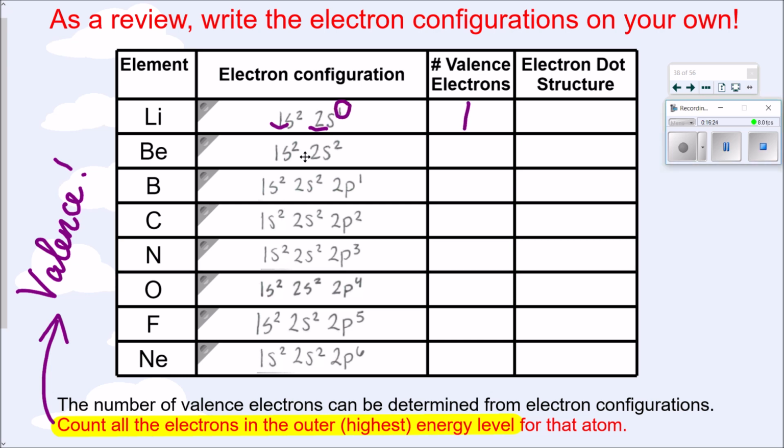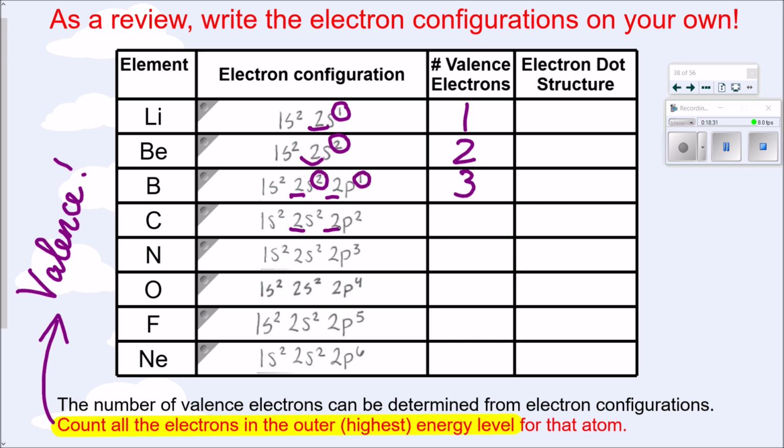Let's try with beryllium. Its highest energy level is 2, and it's got 2 electrons. Therefore, 2 valence. Boron's highest energy level is also 2. However, in this case, we got 2 sublevels within the second energy level. Therefore, we have to add up their electrons, and we have a total of 3 valence.